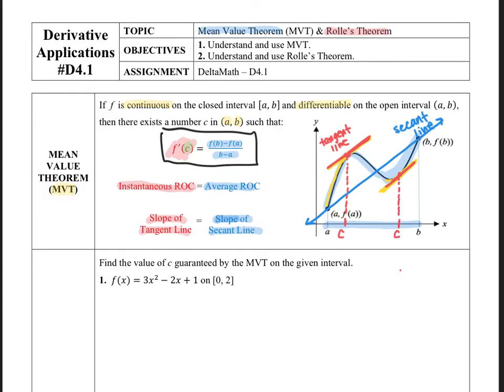I'm going to put subscripts, call this one c1 and c2. The mean value theorem actually only guarantees one of these values. This particular curve actually had two of them. So just to summarize this MVT, if you have a continuous and a differentiable function and you draw a secant line through the endpoints A and B, this theorem guarantees there will be a place on that interval from A to B where you can draw a tangent line that has exactly the same slope as that secant line does.